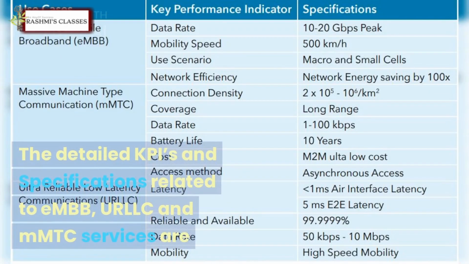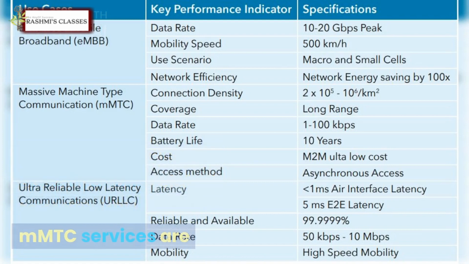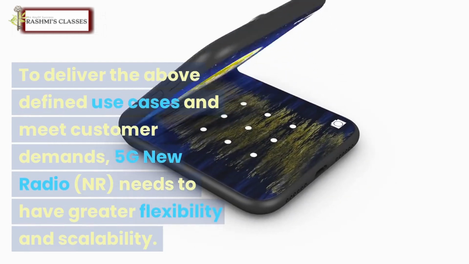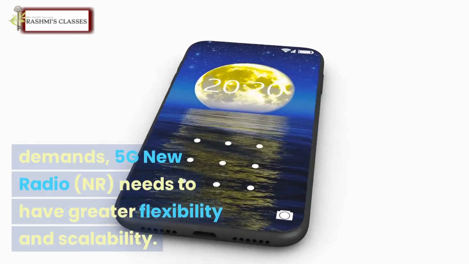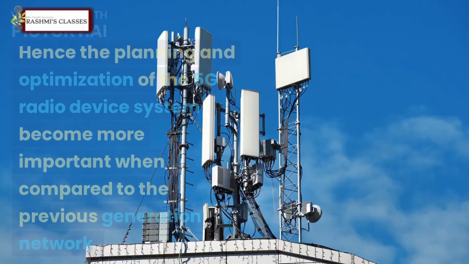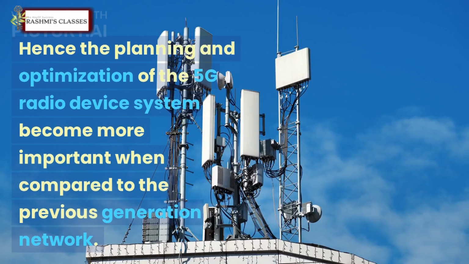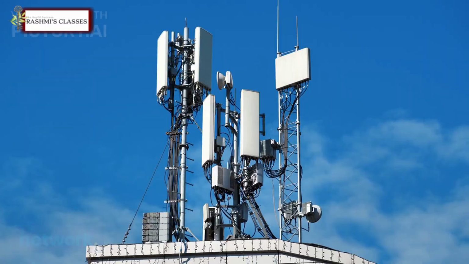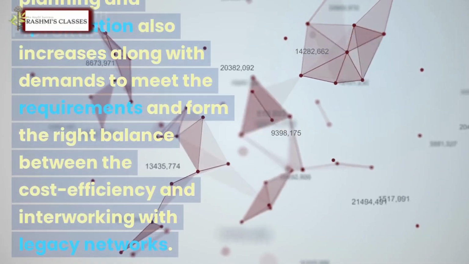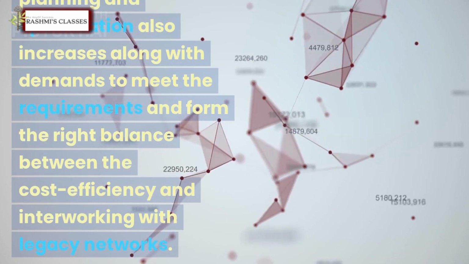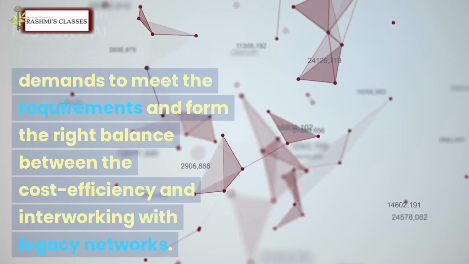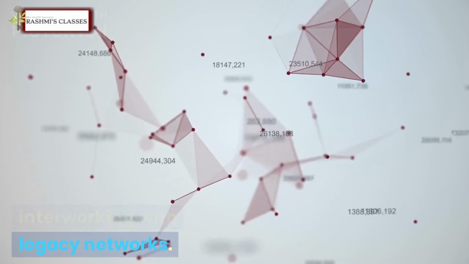The detailed KPIs and specifications related to eMBB, uRLLC and mMTC services are shown. To deliver the above defined use cases and meet customer demands, 5G new radio, NR, needs to have greater flexibility and scalability. Hence the planning and optimization of the 5G radio access system become more important when compared to the previous generation network. With every change in technology, the complication related to planning and optimization also increases along with demands to meet the requirements and form the right balance between the cost efficiency and interworking with legacy networks.